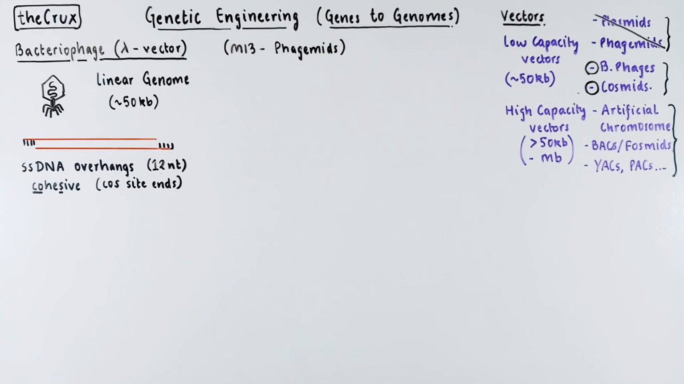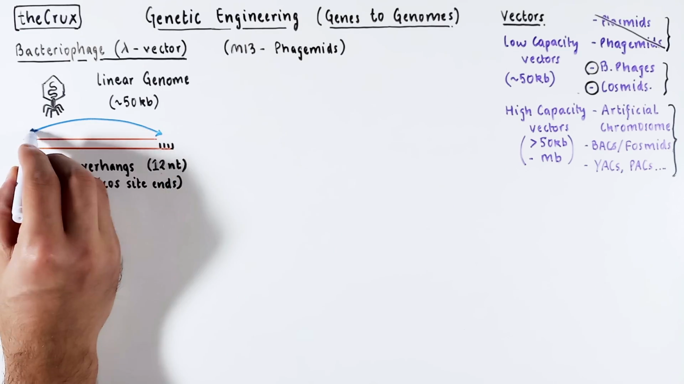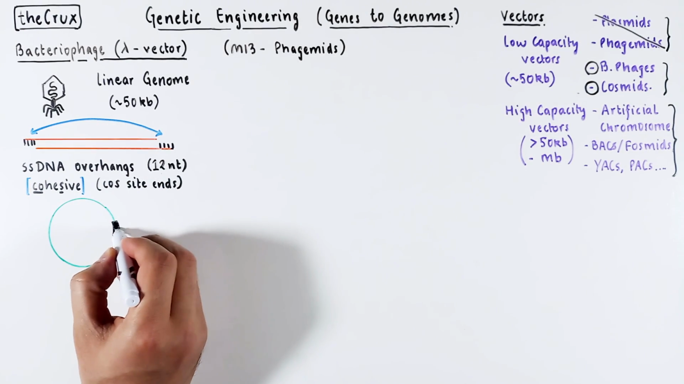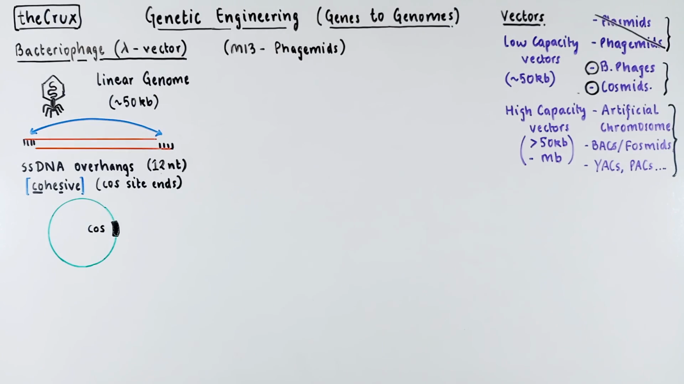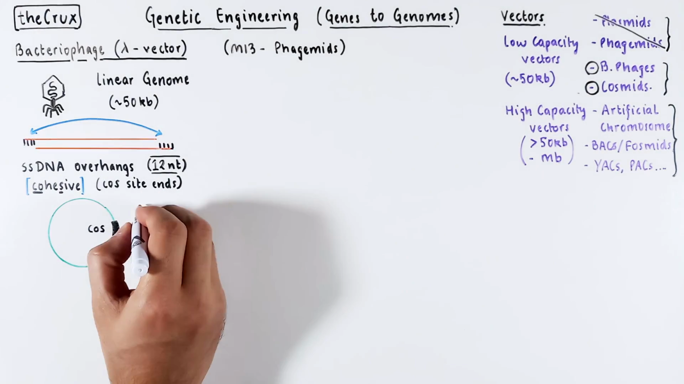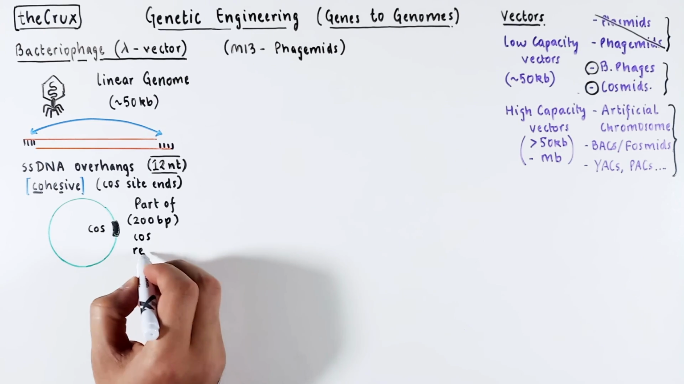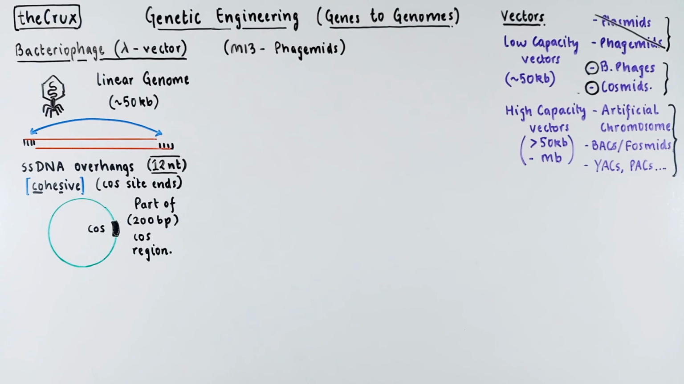More specifically, the cohesiveness means that the ends of the viral DNA can come together to form a circular DNA. The circularization of cos ends generates a 12-nucleotide, double-stranded cos site. This cos site is part of a bigger 200 base long cos region. I will discuss the full cos region when we get to Cosmids later in this video.